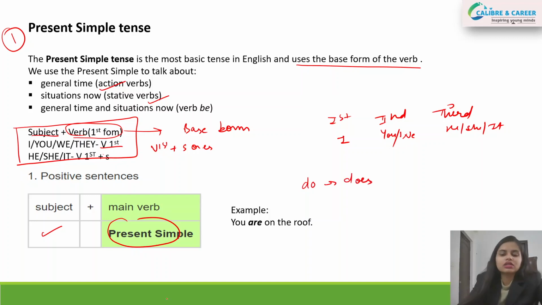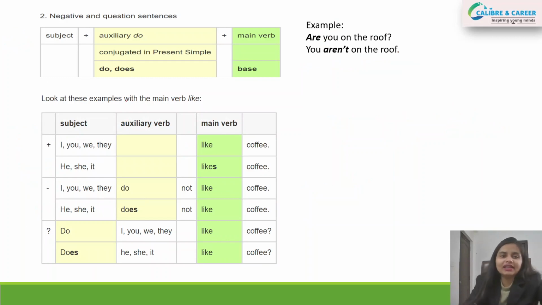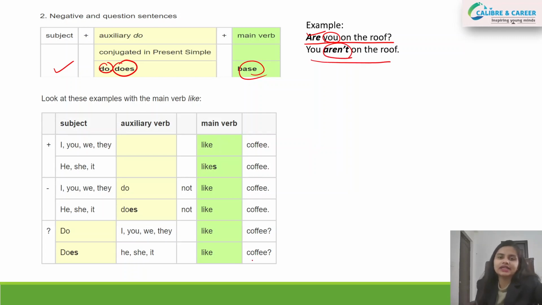Alright. Now second, in negative and question sentences, how will you use your simple present tense? Subject will be there, then do or does, and the main verb, that is the base form of the verb. For example, in question sentences, that is interrogative sentences, what will you say? Are you on the roof? And you aren't on the roof, this becomes your negative sentence.